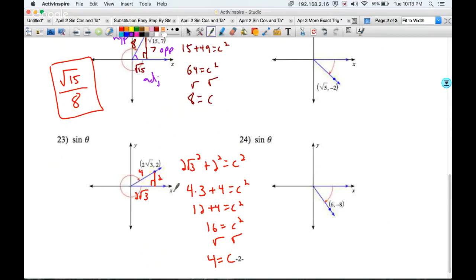Label things as opposite, adjacent, and hypotenuse. And then for sine, take opposite over hypotenuse. 2 over 4 equals 1/2.